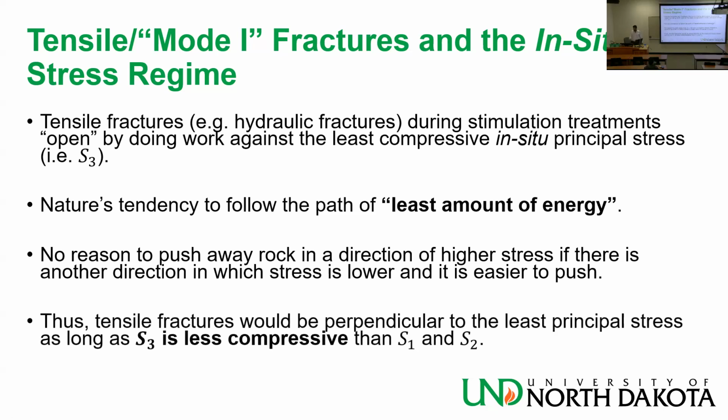Therefore, tensile fractures will be perpendicular to the least principal stress, as long as S3 is less compressive than S1 and S2. And by definition, this S3 or sigma 3 would be less compressive. By the way, sigma 3 and S3 are basically the same thing in this case. They are pointing in the same direction. It's just that one has the impact of pore pressure in it. It doesn't change the fact that it's the least compressive. That's why sometimes you see it written as sigma 3, sometimes as S3. It really means the same thing.